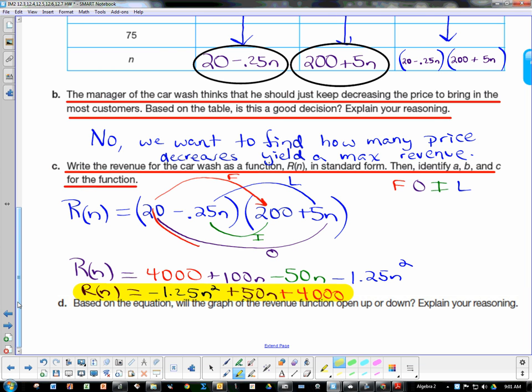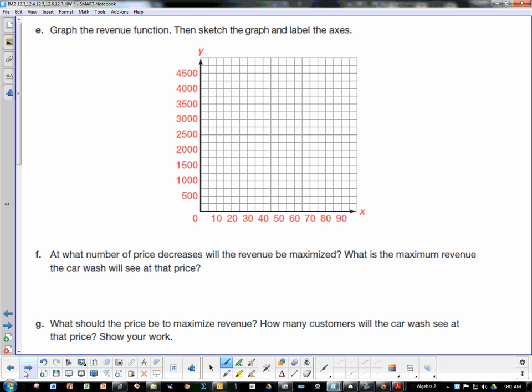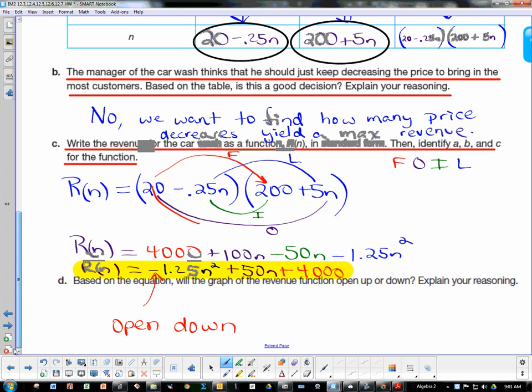All right, part D says, based on the equation, will the graph of the revenue function open up or down? What do you think? It's going to open downward, yes, because this leading coefficient is negative. So it's going to open down. All right, moving ahead. You'll notice we want to graph this thing. So I'm going to go back to this page here, and I'm going to graph this. And I can just graph it in factor form.